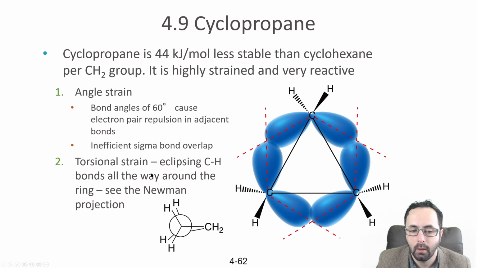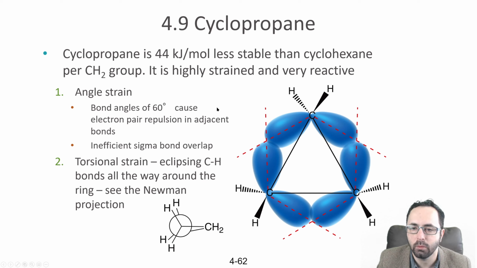So not only is there a ring strain due to the angle, there's also a torsional strain in cyclopropane due to the many eclipsed hydrogen interactions. So these hydrogens here are all eclipsed, and so the result is that they have these eclipsing interactions as well, like the ones that we saw previously, and so this results in an overall very unstable arrangement.